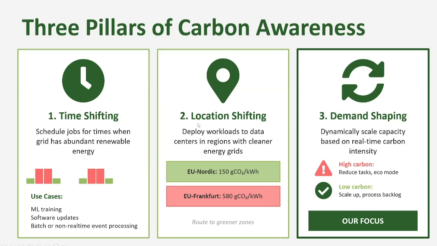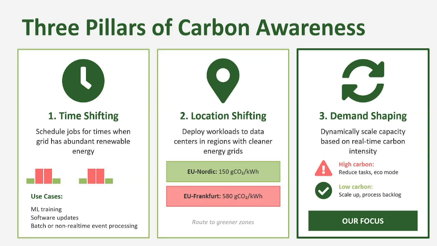The second one is location shifting. So it's deploying workloads to data centers in regions with clean energy grids. And here's an example. At one moment in time, you might find that the Nordic region has a much greener grid than, for example, Frankfurt. And therefore, if you've got workloads that can be shifted in location, i.e. they're not latency sensitive to customers, in this case in Germany, then you shift those workloads to reduce the carbon intensity.